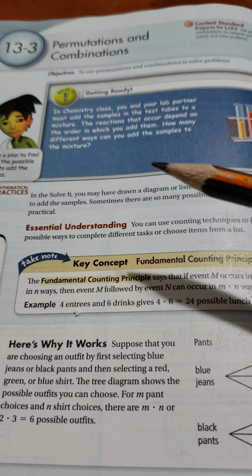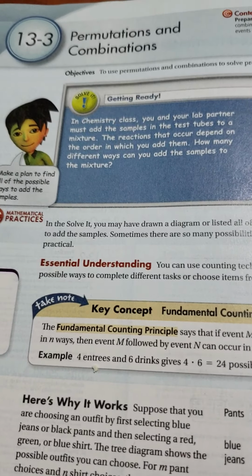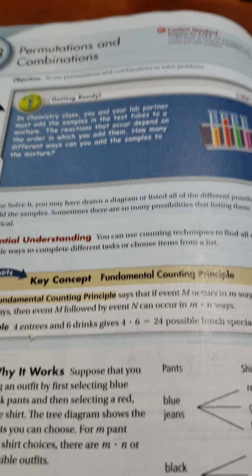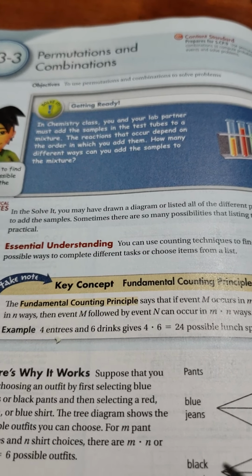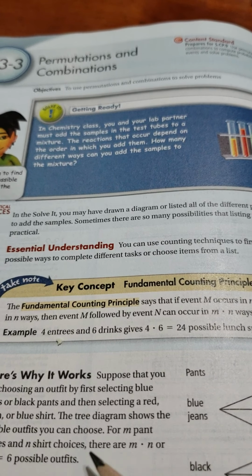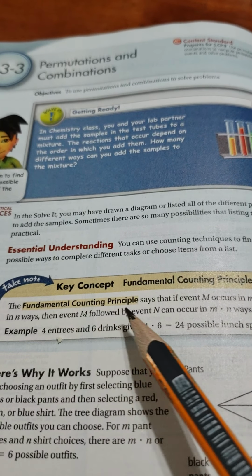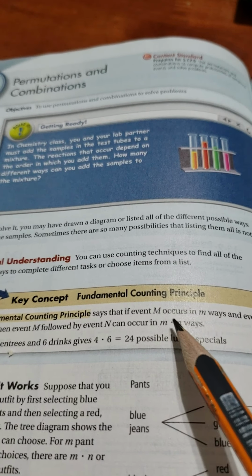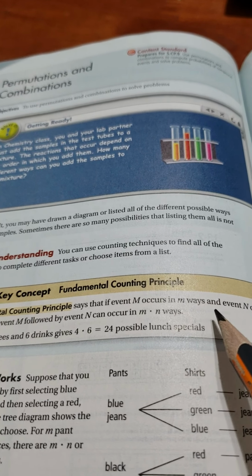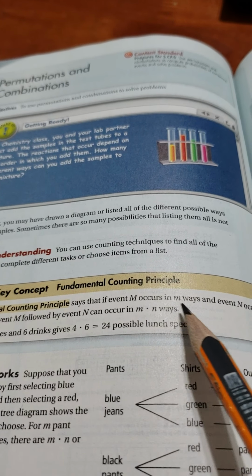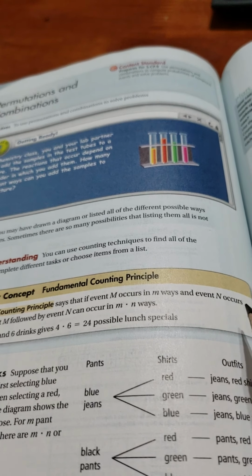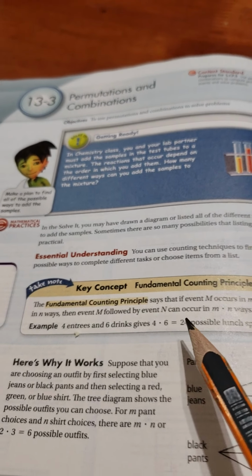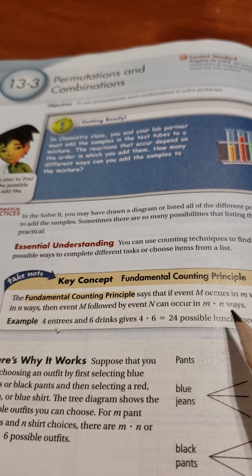Now, in 13.3, that is the next lesson, permutation and combination. Even the title is a new vocabulary word. The first key concept that we will have is the fundamental counting principle, which says if event M can occur in M ways, the number of possible ways that M happens, and an event N can occur in N ways, then the event M followed by the event N can occur in M times N ways.